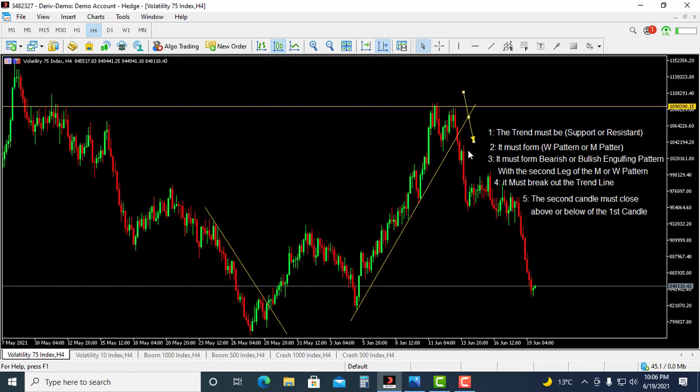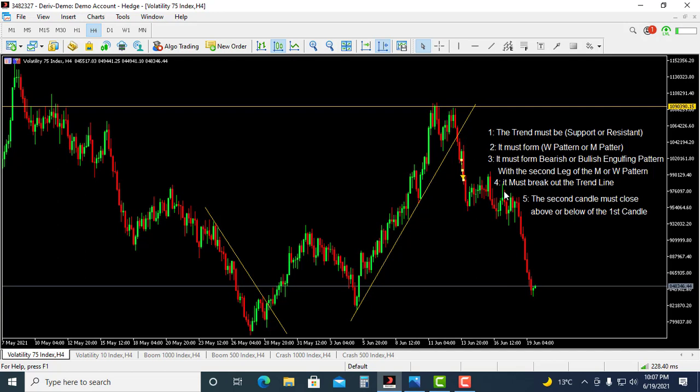We don't need it to be retested. It is very good to be retested, but mostly it may not get retested. Even if it retests, we're not going to lose anything. After the second candle closes, we take the trade. That's all. That is very simple.